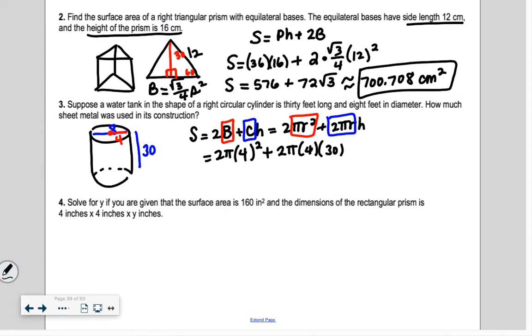All right, so we get 16, times 2, so 32 pi, plus 120 times 2, so 240 pi. So I believe you get 272 pi. Okay, again, if you don't like having the pi there and you want to multiply it out, you could. It would be 854.513 square feet.